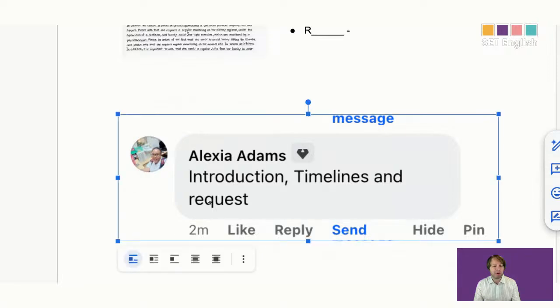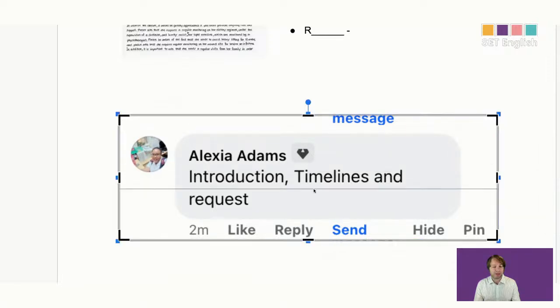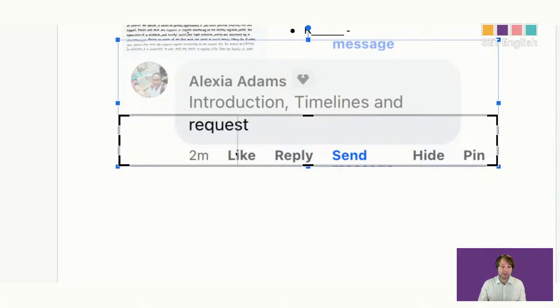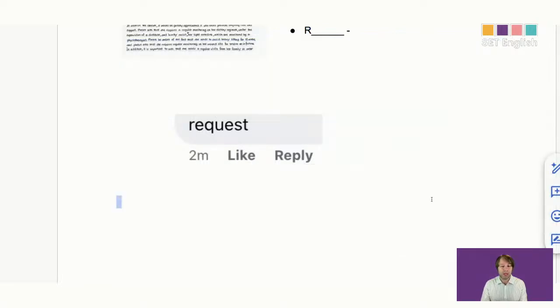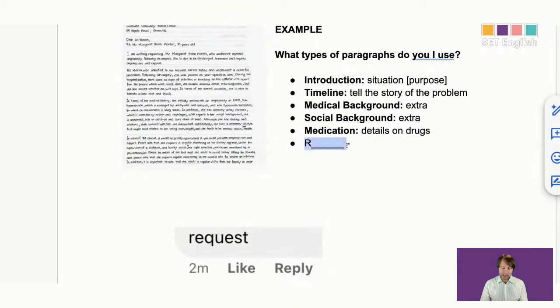And she's saying requests. Can you guys all see this bottom one? Requests. Yes, requests. Okay. So I'm going to put requests here, and a requests paragraph is where you tell the reader what to do. Okay?